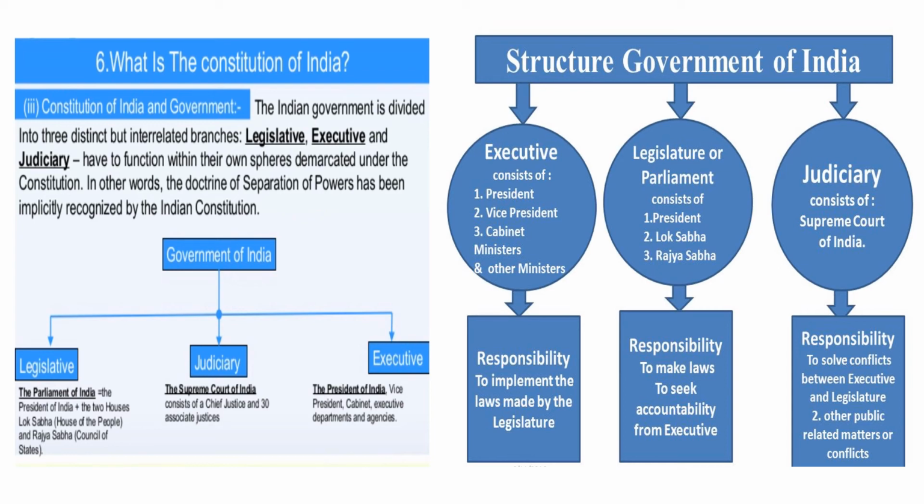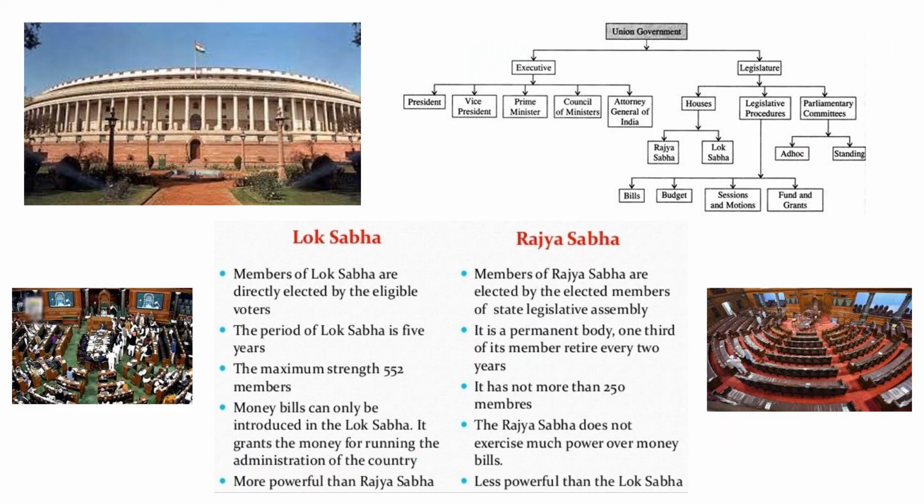The judiciary consists of the Supreme Court of India and it has the responsibility to solve conflicts between the executive and the legislature, and the second one, the other public related matters or conflicts. In this slide you can see the Parliament House and the two pictures of Rajya Sabha and Lok Sabha. And the union government is divided into executive and legislature.